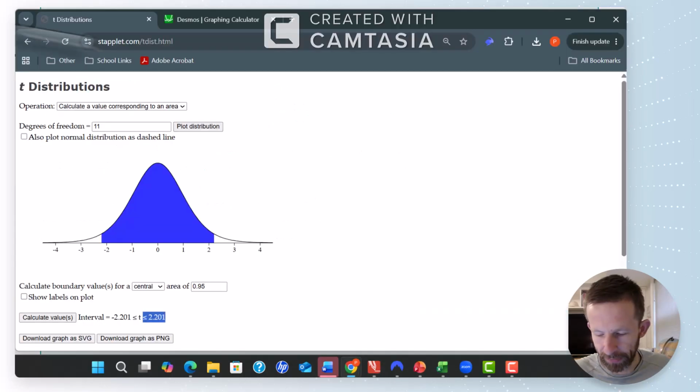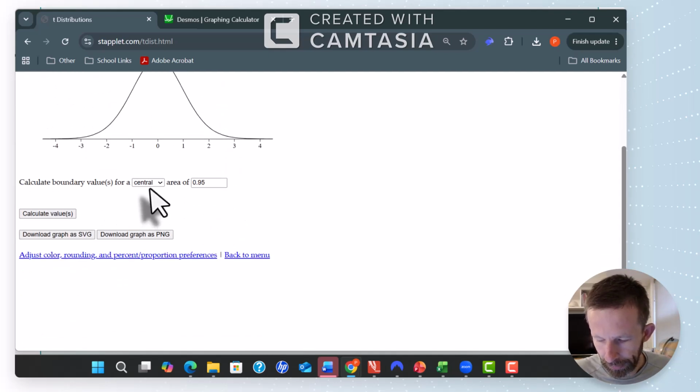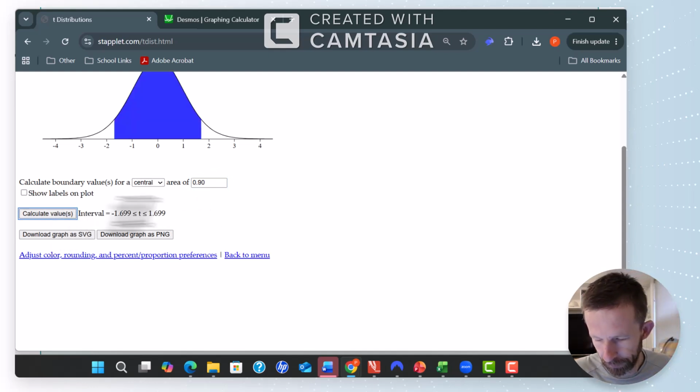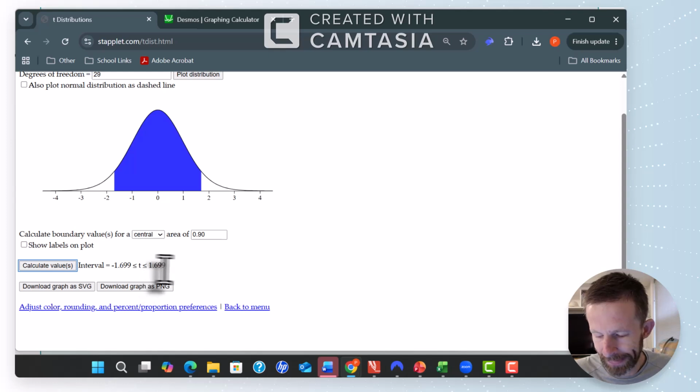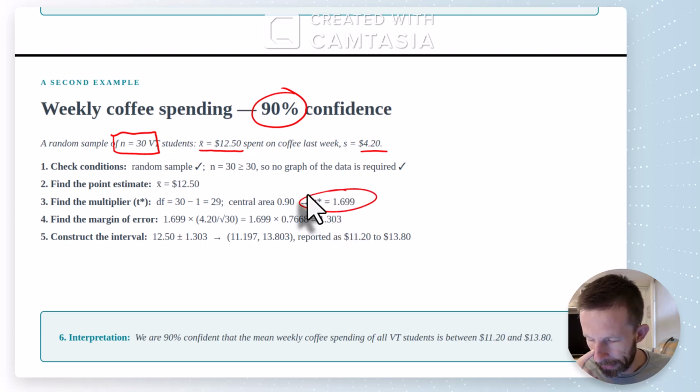All right, so I'm going to go back to here. My sample size is 30, so I'm going to have 29 degrees of freedom. And I want a 90% confidence interval. So 1.699 is my multiplier. Yeah, so there's my multiplier. So my formula is x bar plus or minus t times s over square root of n.